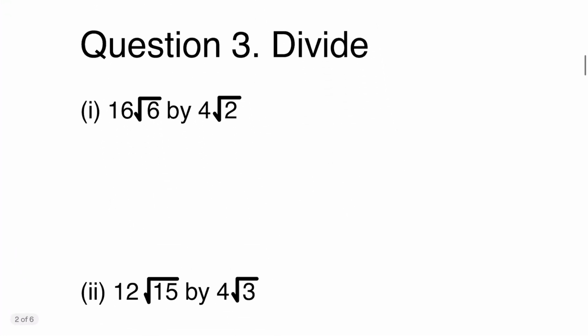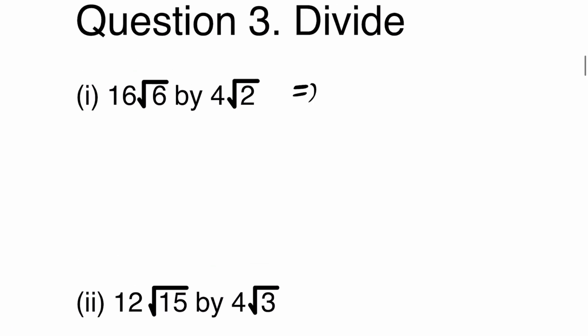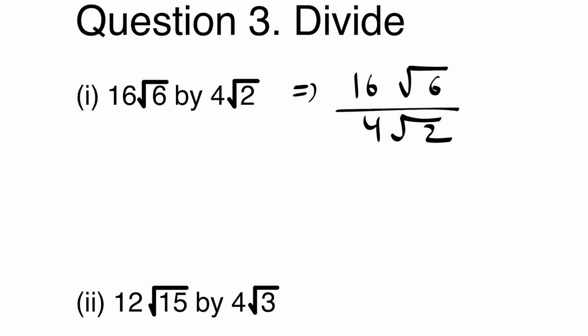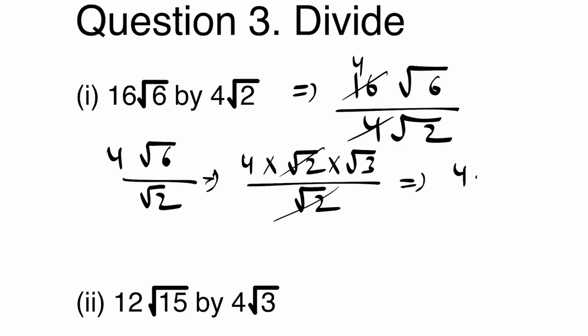Now dividing. For dividing, we can write it simply as 16 root 6 upon 4 root 2. So we can write this as 4 4 is 16, so this will become 4 root 6 upon root 2. Now we can write this as 4 into root 2 into root 3 upon root 2, which will cancel out, and this will become 4 root 3 as answer.